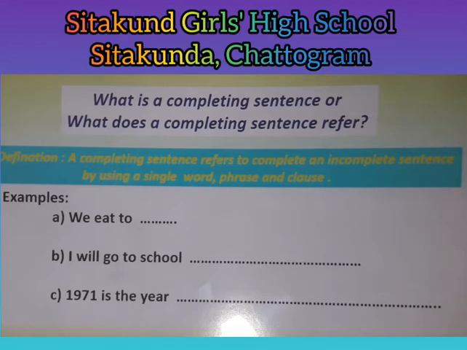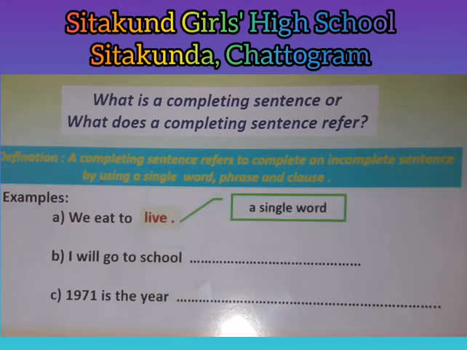Dear learners, I would like to make it understood through some examples. You are looking at A, with 2; B, I will go to school; and C, 1971 is the year. All the sentences here are incomplete. So you have to complete these sentences by using a word, phrase or clause. First sentence, with 2. If you write "leave", the sentence will be complete. So "with to leave" has given us a clear meaning.